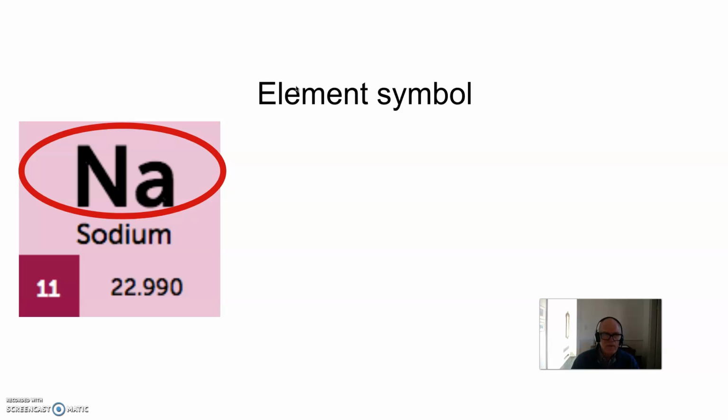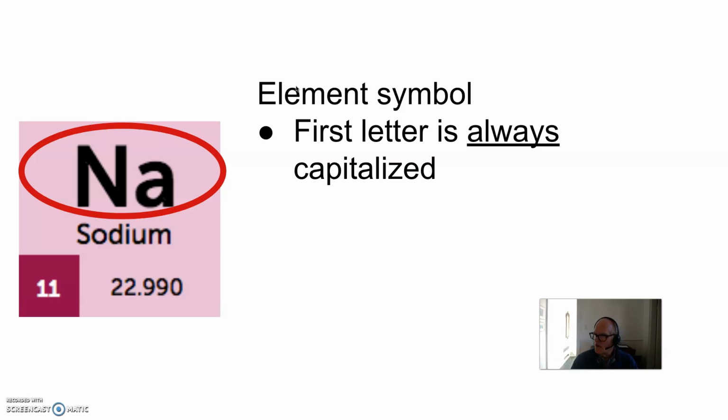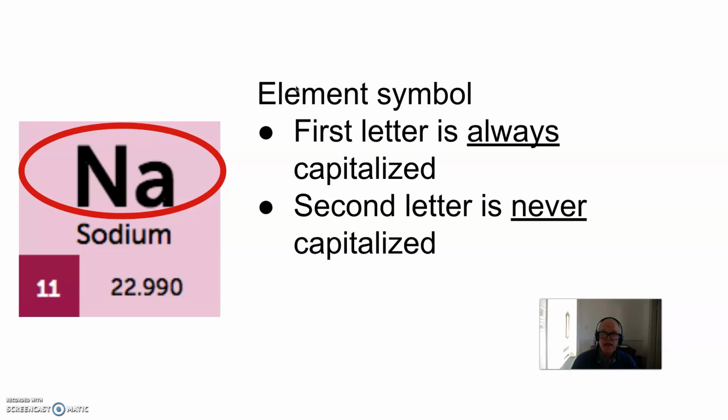The symbol for an element always starts with a capital letter, no matter where or when you write it. And if there is a second letter, the second letter is never a capital letter. It is never capitalized. It is always a lowercase letter. And as you can see from this example, the symbol for the element isn't always obviously related to its English name. Sometimes the symbols for elements are based on their names in other languages.